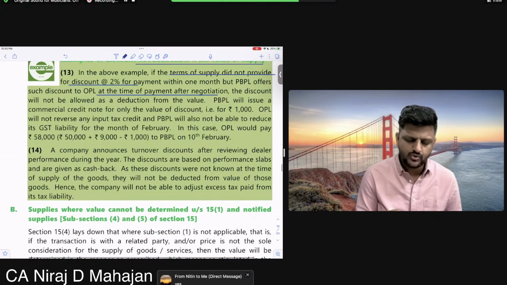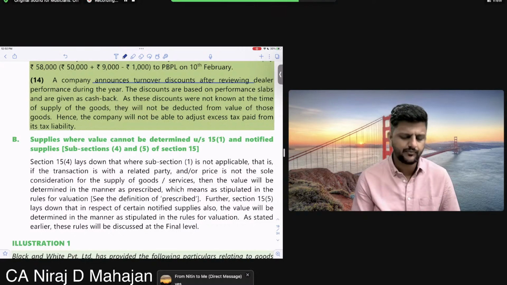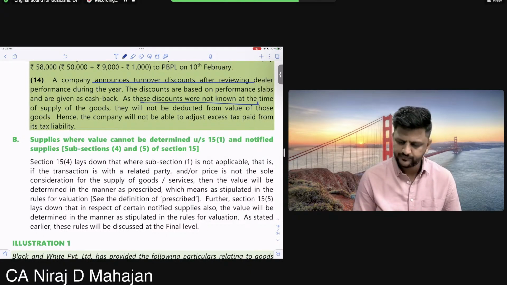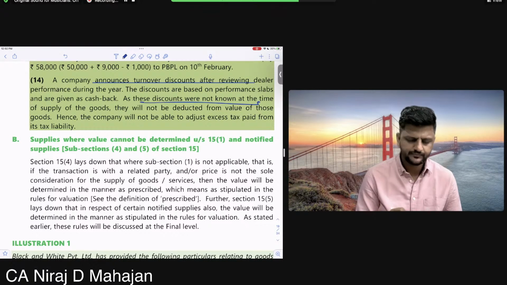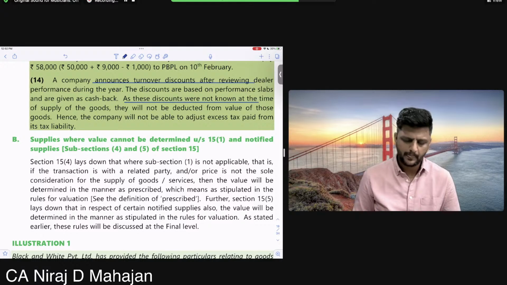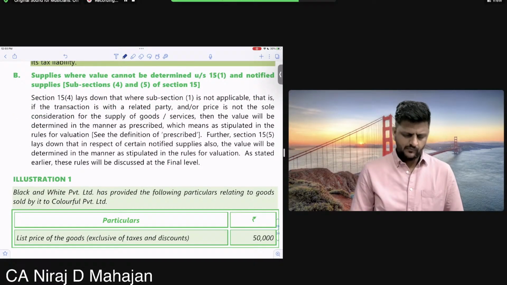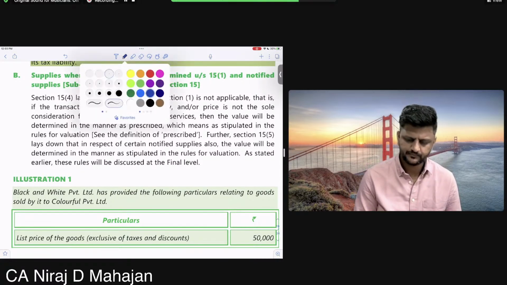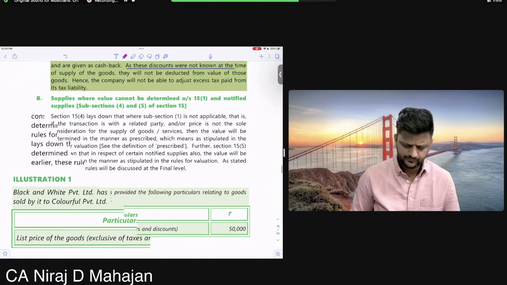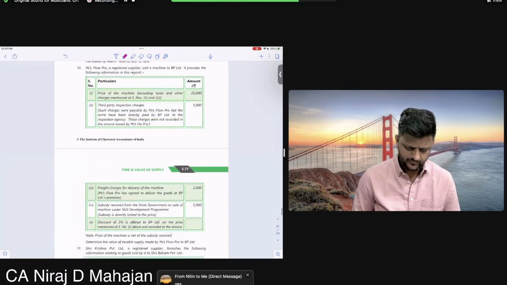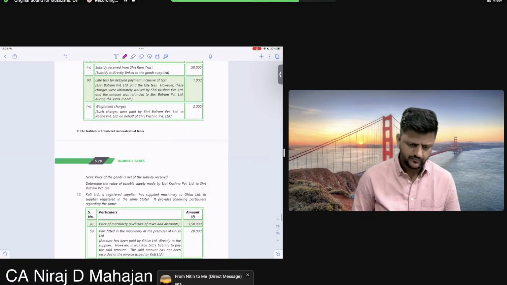A company announces turnover discounts after reviewing dealer performance during the year. The discounts are based on performance slabs and are given as cashback. These discounts were not known at the time of supply. So again, they will not be deducted from the value of these goods. Okay, that is okay. Done all of you? Ready?